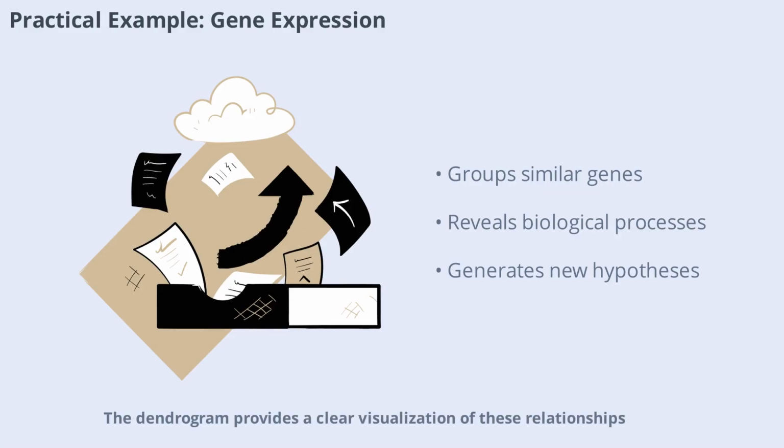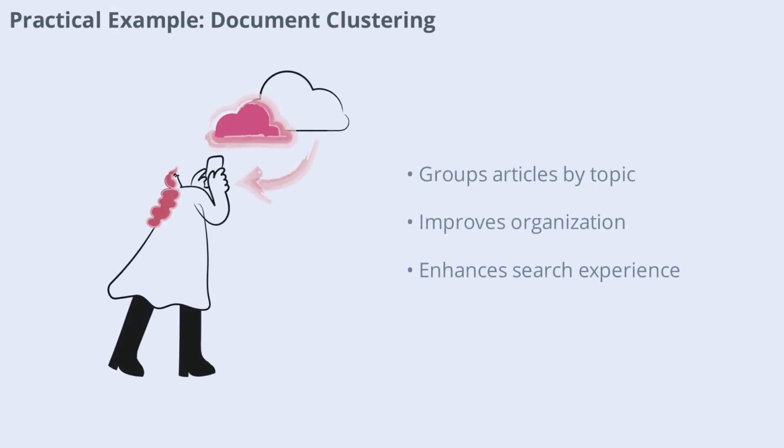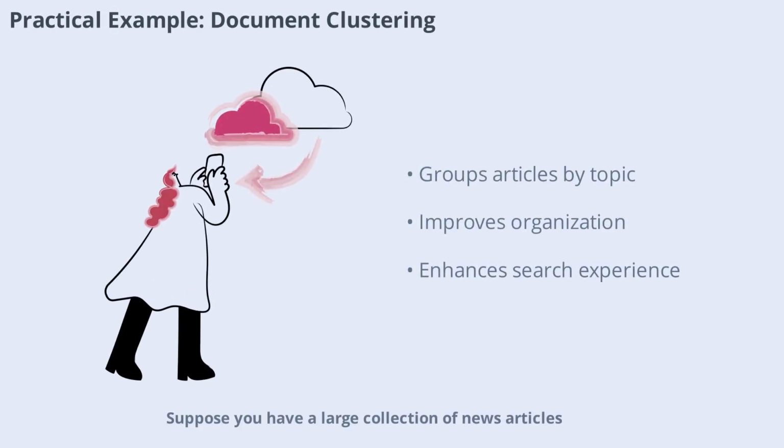The dendrogram provides a clear visualization of these relationships, making it easier to interpret complex genetic data and generate new hypotheses for further study. Suppose you have a large collection of news articles. Hierarchical clustering can group articles on similar topics, making it easier to organize and search your database. The hierarchical structure allows you to browse from broad topics to specific subtopics, improving the user experience and helping you discover new connections between articles.